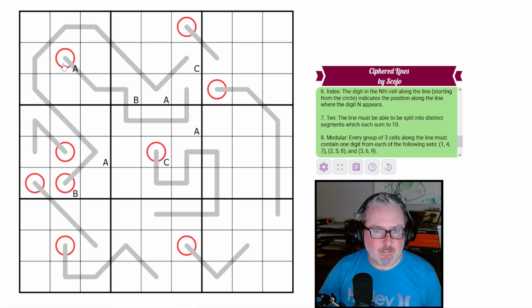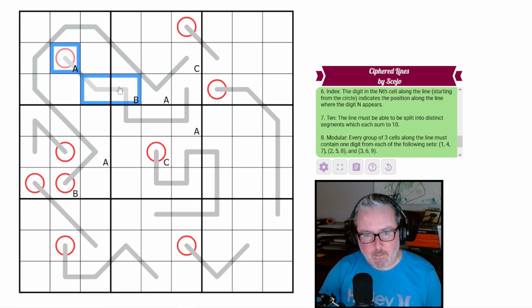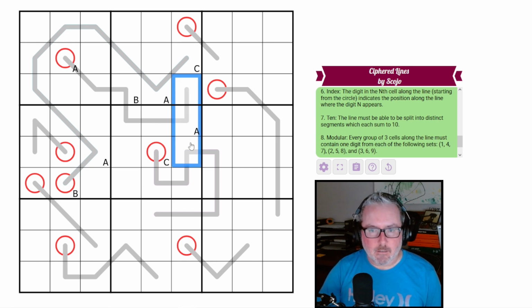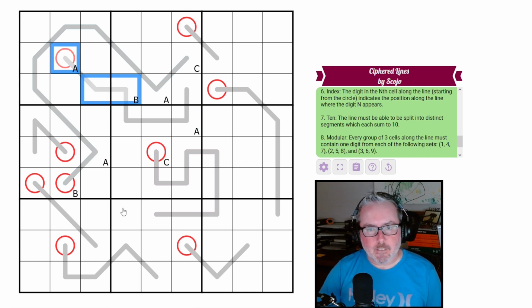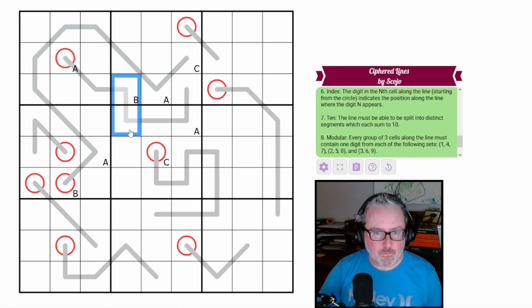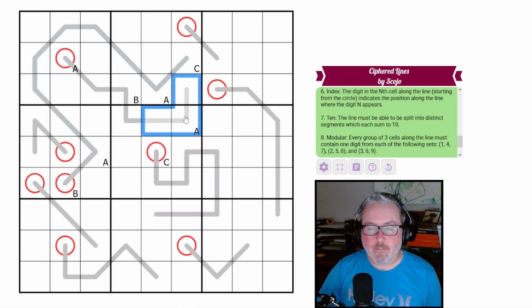Then we've got 10 lines, so the line must be able to split into distinct segments, which each sum to 10. So if this is a 7, this could be 7 plus something, 7 plus something to add to 10, or 7 plus these two to add to 10. And then we could have these two add to 10, and then these two add to 10. Or it could be these 2, these 3, these 2, etc. What we can't do is have these 3 add to 10, these 2 add to 10, these 2 add to 10, and then these 3 or something like that, because we can't overlap.